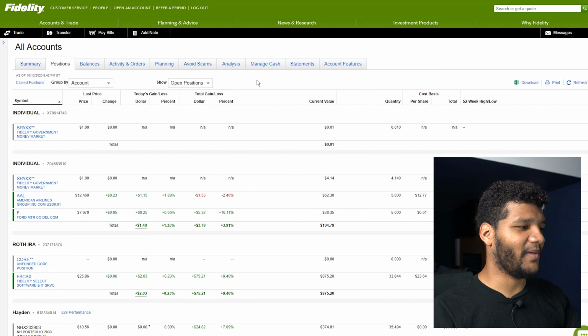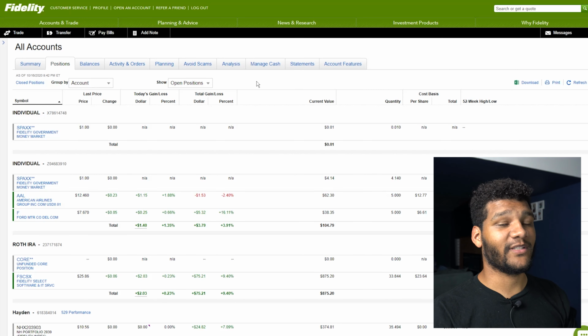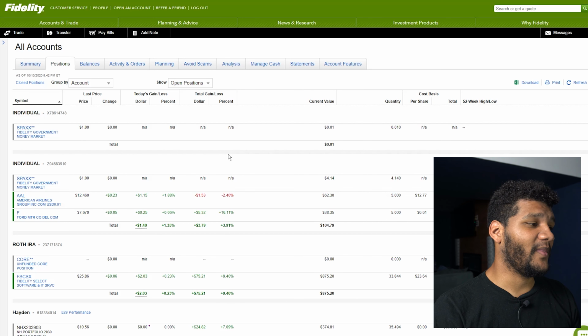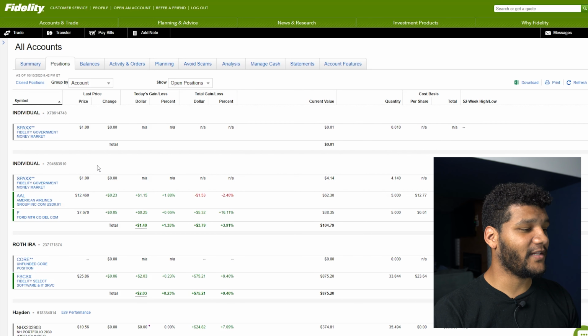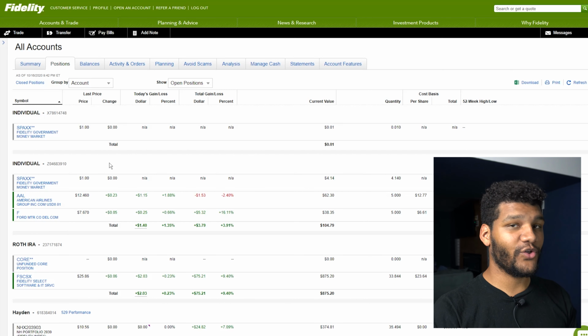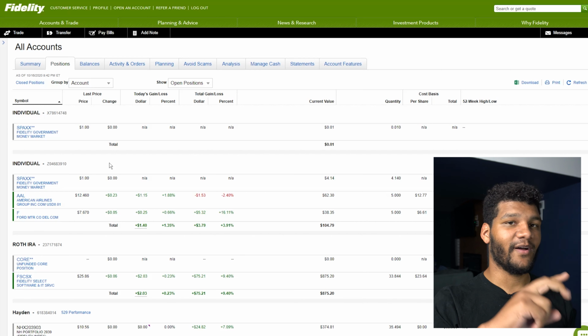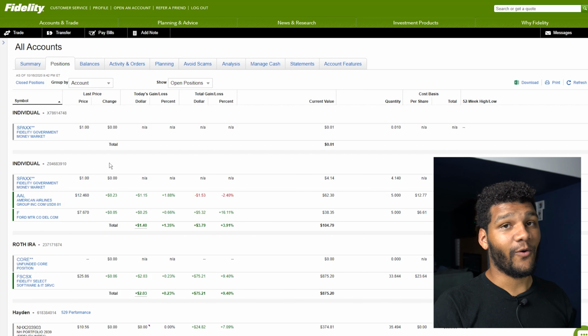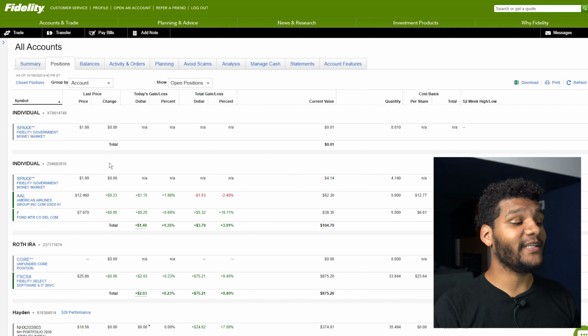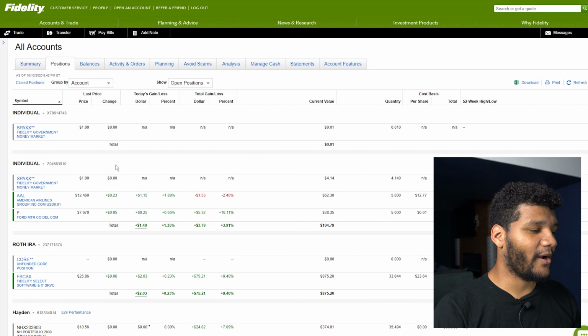So here you're going to see my Fidelity account. This is one of my accounts, not anything that's a long-term account. This is going to be my dividend investing account that I keep track of. So mainly right now I have two things that I bought shares of. I have American Airlines and I have Ford. So Ford will give me a pretty decent dividend, and so will American Airlines.